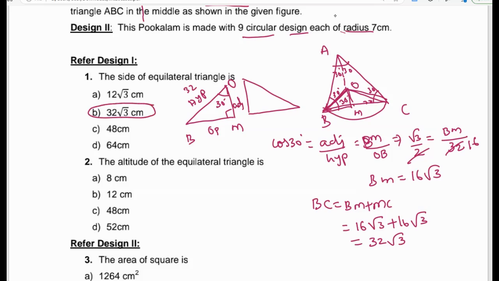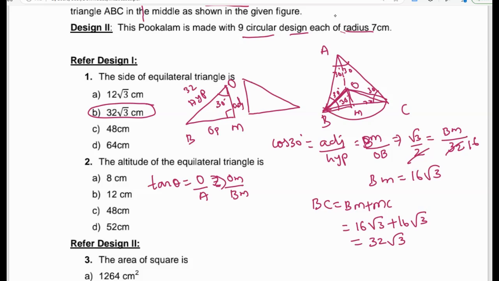The next one is asking you to find the altitude. What is an altitude? For finding the altitude, you have to find the height. Height is nothing but the altitude. So here we have to find the altitude of the equilateral triangle. Let me take tan theta. Tan theta is opposite by adjacent. According to this, we have opposite is OM and adjacent is BM.